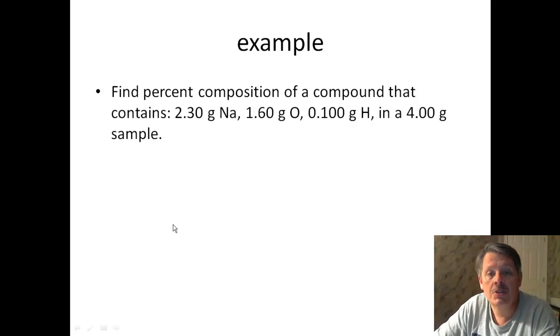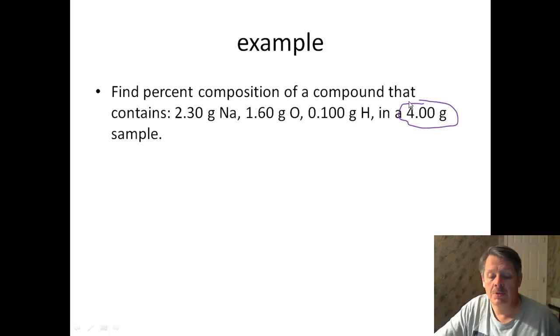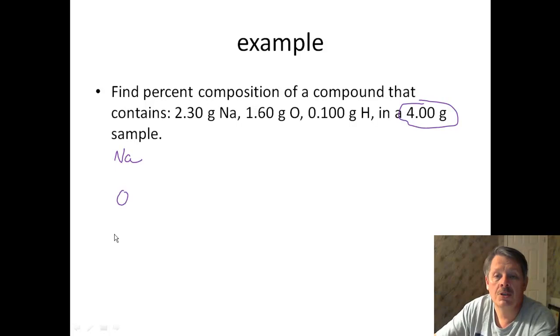So here's an example. We want to find the percent composition of a compound that contains 2.3 grams of sodium, 1.6 grams of oxygen, and 0.1 grams of hydrogen. If you add those all up, you come up with a total of 4 grams. Well, isn't it nice they already did that for you? All right. So we have a total of 4 grams. So how in the world do we find percent composition? Well, we take each thing separately. We look at sodium, we look at oxygen, and we look at hydrogen.